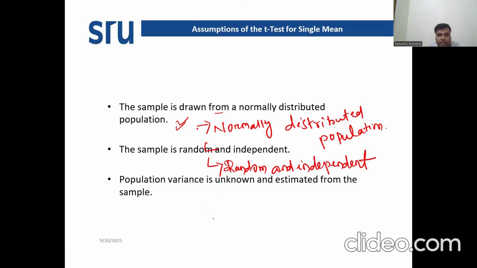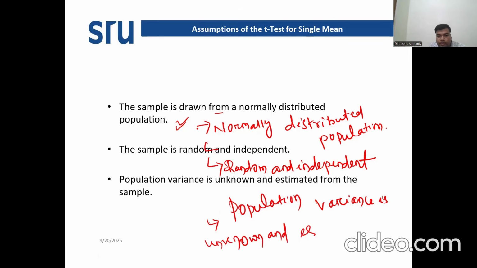The population variance is unknown and estimated from the sample. So these are the basic assumptions of the t-test for single mean.